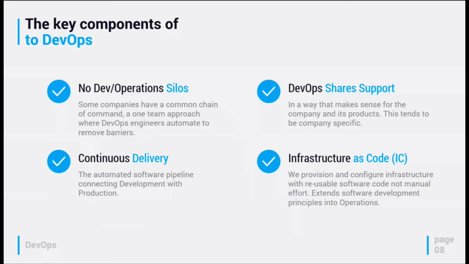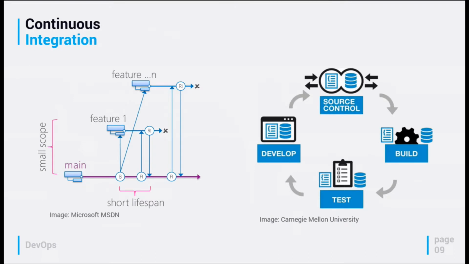It may sound like a fairy tale, but this is quite possible by building an automated software delivery pipeline that bridges the gap between development and operations. DevOps accomplishes this through continuous delivery and infrastructure as code. Continuous delivery assumes continuous integration is in place.